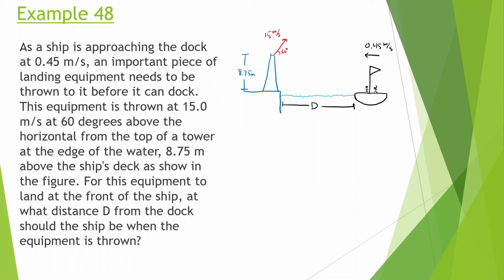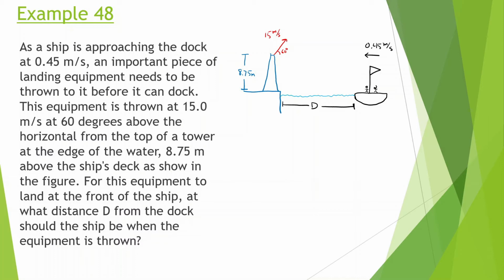All right, let's look at this example, another pretty hard one. As a ship is approaching the dock at 0.45 meters per second, an important piece of landing equipment needs to be thrown to it before it can dock. This equipment is thrown at 15 meters per second at 60 degrees above the horizontal from the top of a tower at the edge of the water, 8.75 meters above the ship's deck, as shown in the figure. For this equipment to land at the front of the ship, at what distance d from the dock should the ship be when the equipment is thrown?